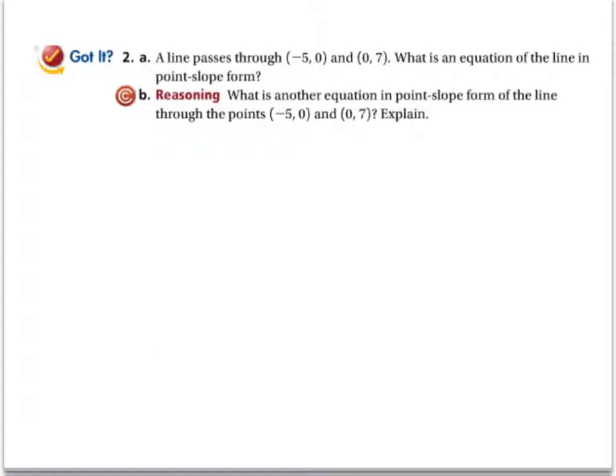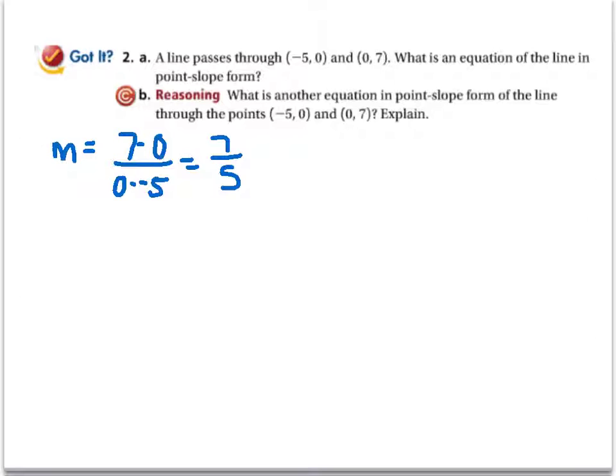A line passes through -5, 0, and 0, 7. What's the equation of the line in point-slope form? First, find your slope. 7 minus 0 over 0 minus -5. Slope is 7 over 5.